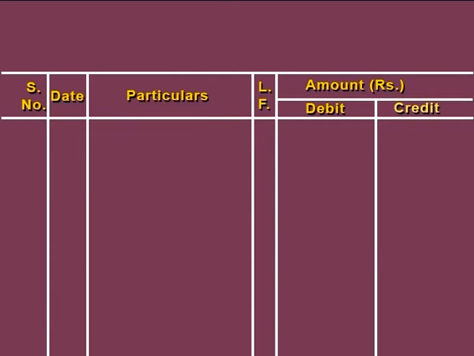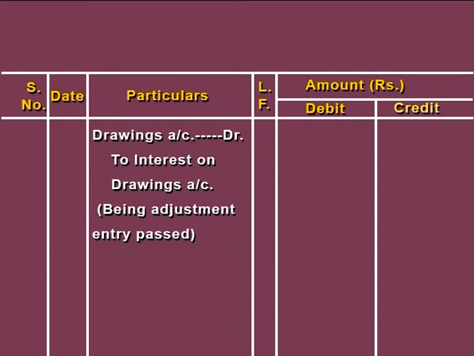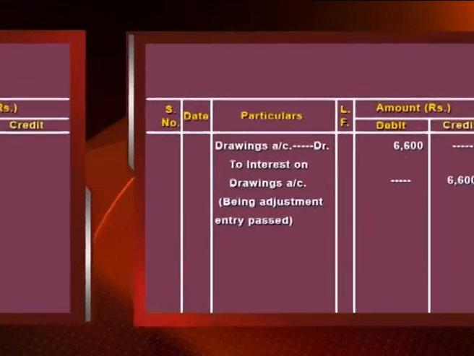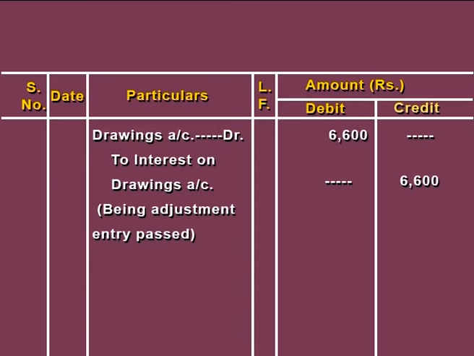Now, let us also understand the effect of this adjustment technically. For the same, let us first look into the journal entry required to give due effect to this adjustment of provision for interest on drawings. The journal entry for this will be drawings account debit to interest on drawings account. For our example also the entry will be the same, the only difference is we are also showing the amount this time. Drawings account debit rupees 6,600, shown in the debit amount column, to interest on drawings account 6,600, also reported in the credit amount column.